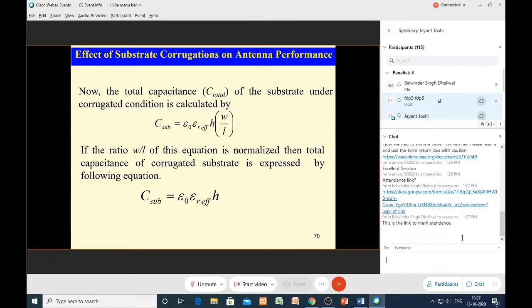Okay, so these equations are readily available in research papers that we can use, or you can use the book of respected Professor Dr. Ramesh Garg, Handbook of Microstrip Patch Antennas, or other books that you can use. But what I mean to say is that you should always validate your results by equivalent circuit analysis. That is the demand of the era.